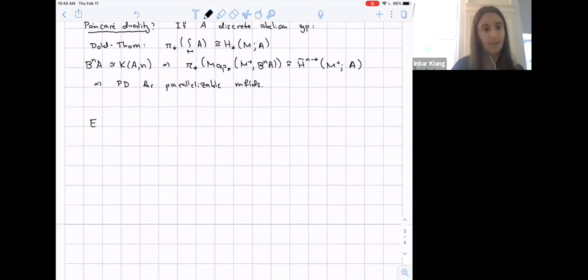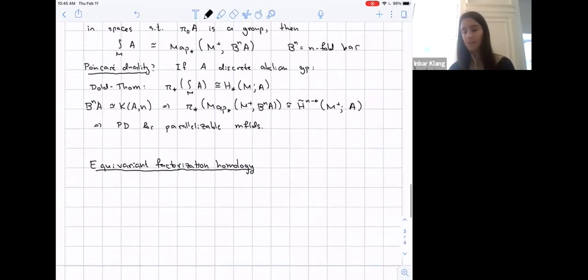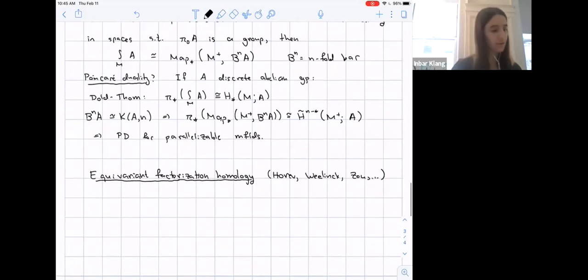There we go. So equivariant factorization homology. So here are some names of people who've worked on this. So Asaf developed this in his thesis. Tim Weelinck, and also Foling in her thesis. And there's some others probably that I'm less familiar with.